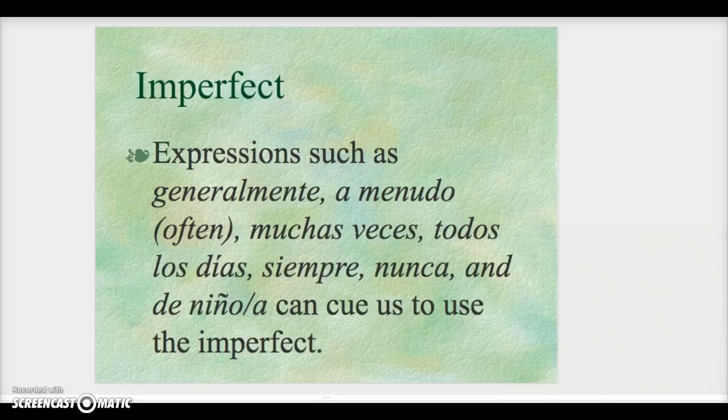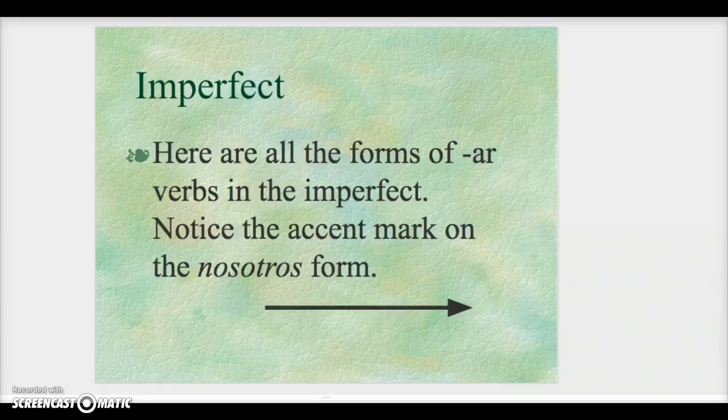We have some expressions that it would be important for you to copy down. Por ejemplo, we have generalmente, a menudo, which means often, muchas veces, todos los días. With todos los días, remember we could say stuff like todos los meses, todas las mañanas, or anything really with the todo or todos, implying every, okay? También tenemos siempre, nunca, and then we could use de niño or de niña. That's going to cue us to use the imperfect tense.